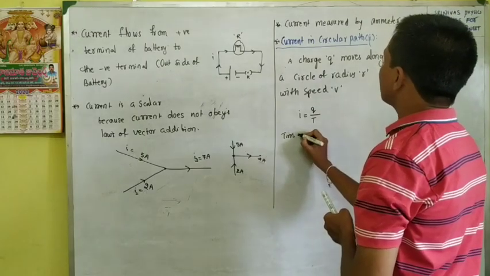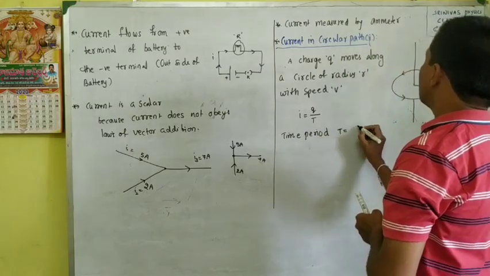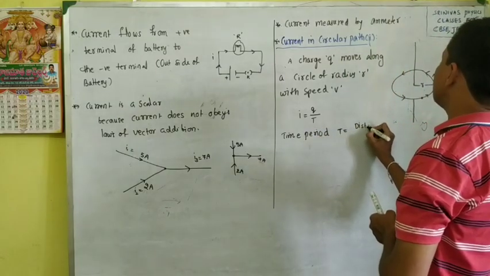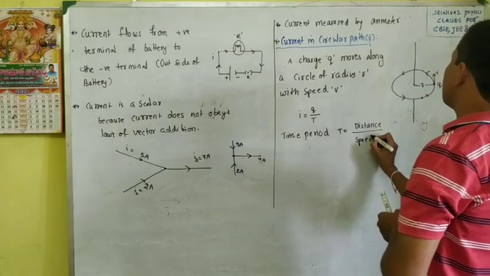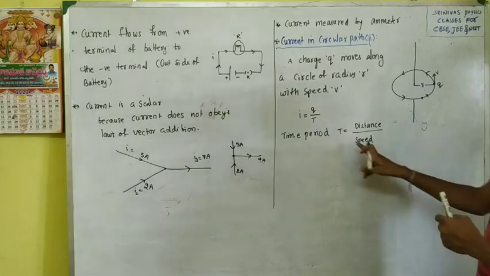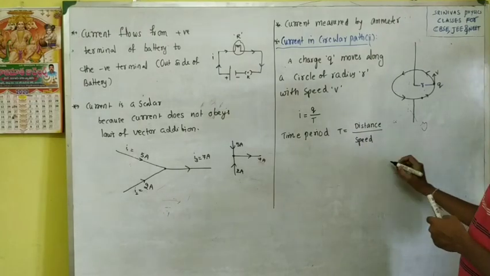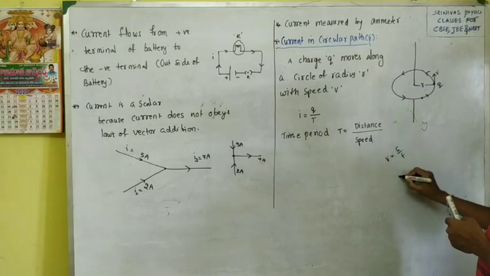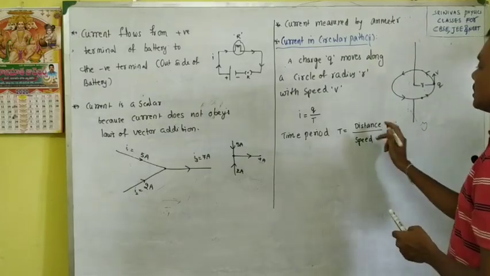Charge by time, where T is the time period. What is the time period formula? Time is equal to distance by speed. We already know speed is equal to distance by time. From this, time is equal to distance by speed. Look here, time is equal to distance by speed.